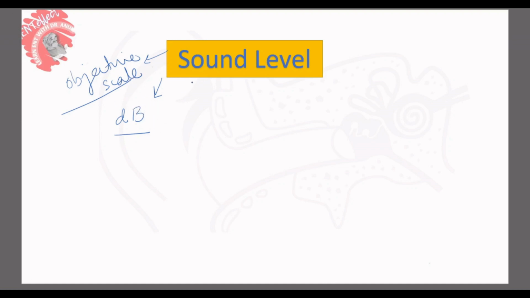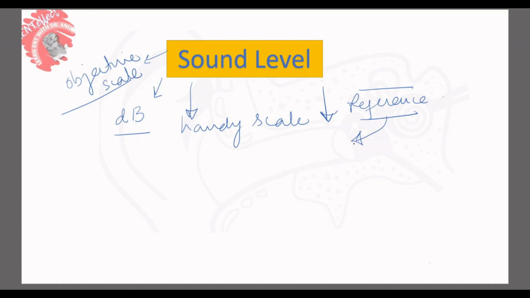Now, what is a decibel? Decibel is a very handy scale. First of all, you should know that decibel is actually used to express the magnitude of a sound relative to a reference. There should always be a reference value with which we compare the magnitude of that sound.